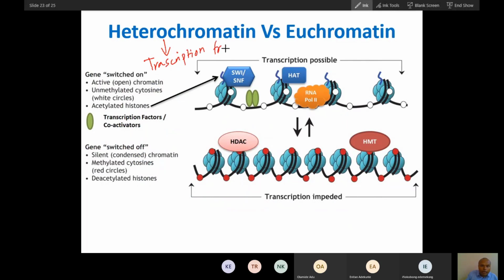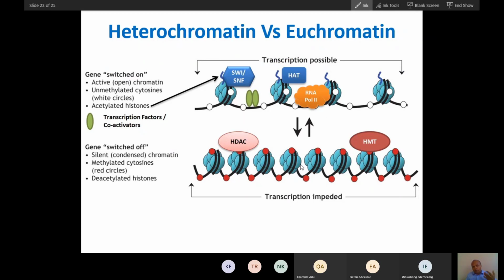Transcription friendly chromatin. And this is not friendly for transcription. So euchromatin is friendly for transcription. Heterochromatin is not friendly for transcription. So this is the basic difference between heterochromatin and euchromatin. Heterochromatin is clumped, the nucleosome of heterochromatin, and this is the open nucleosome of euchromatin, and this heterochromatin can be made into euchromatin.